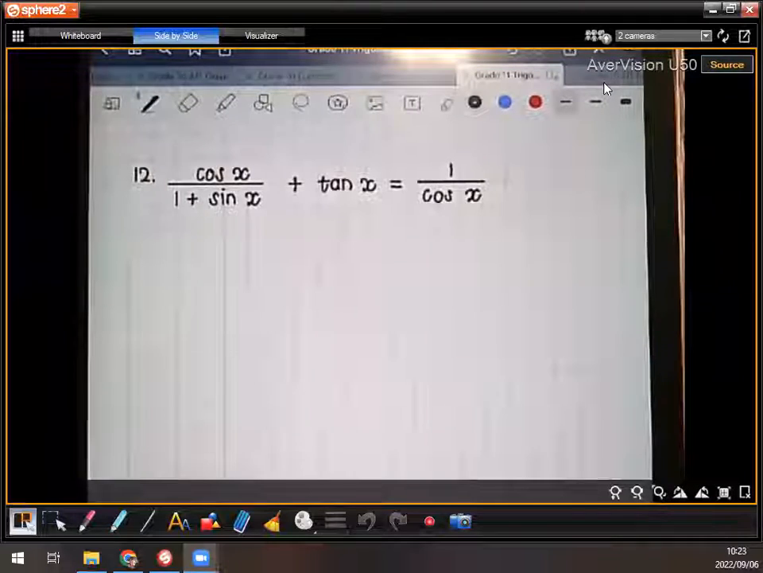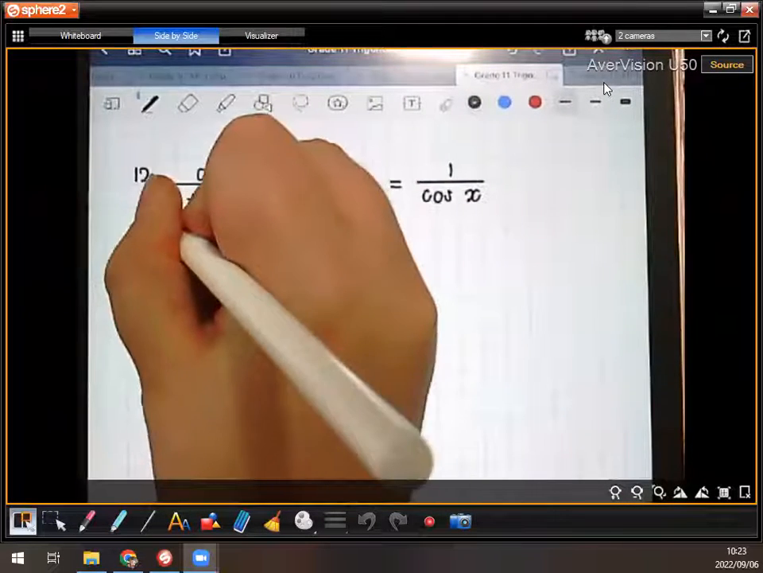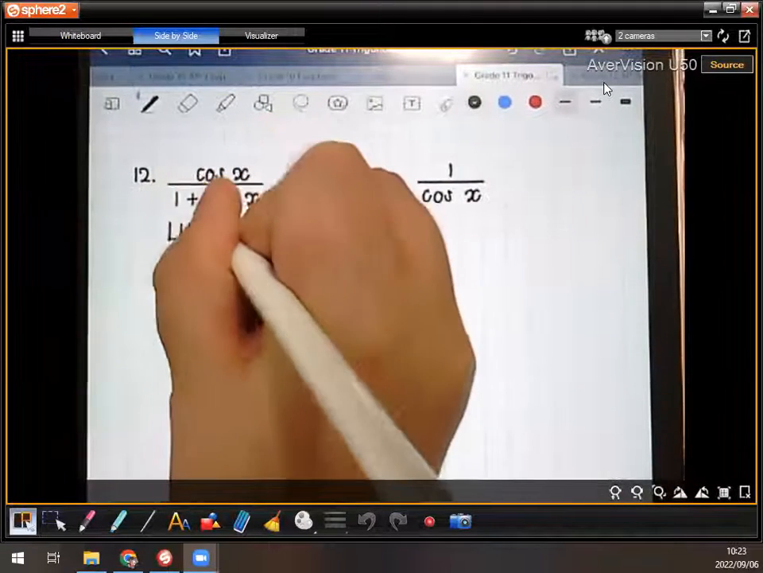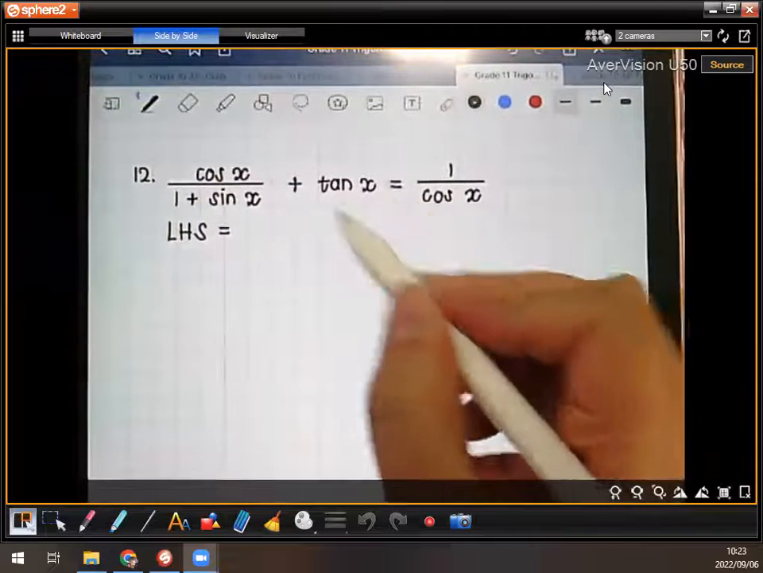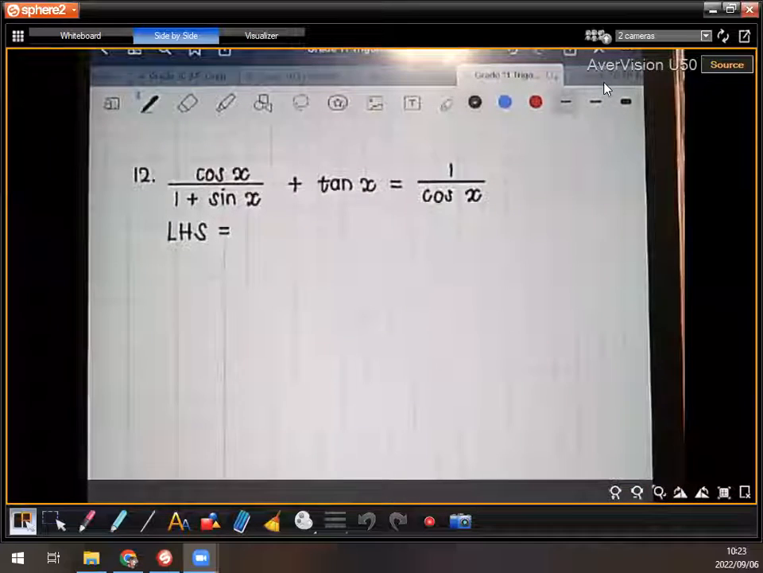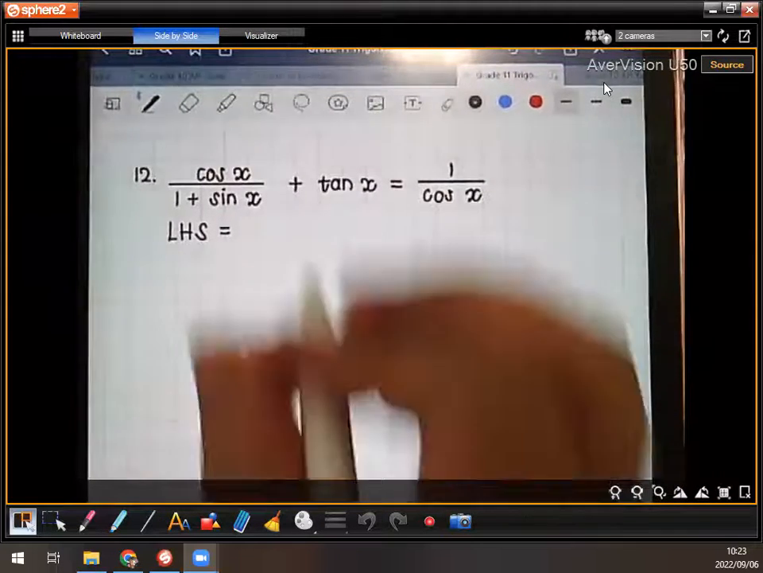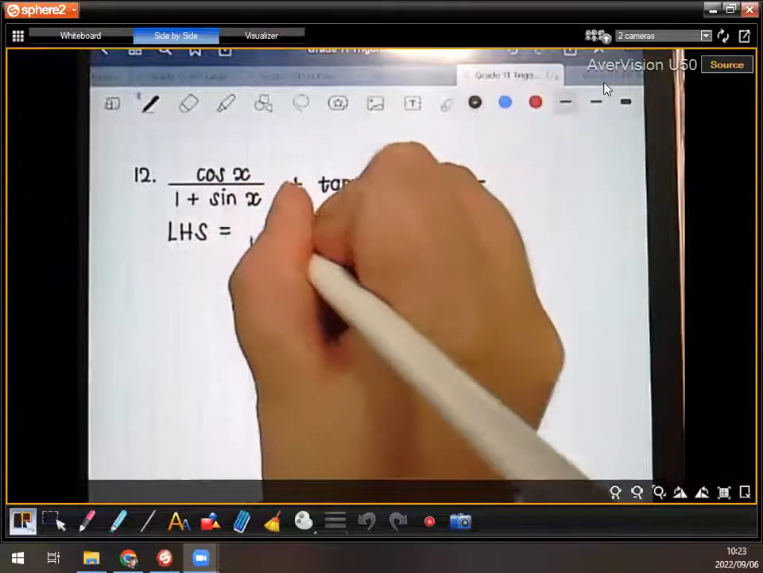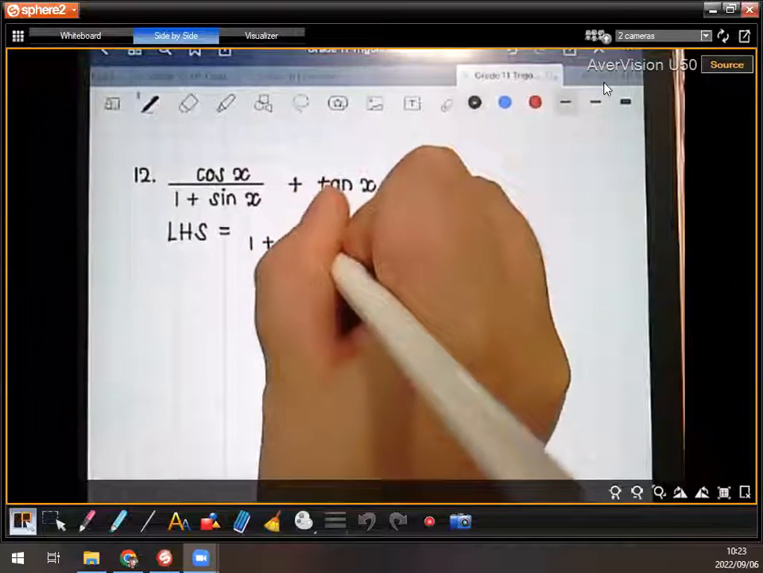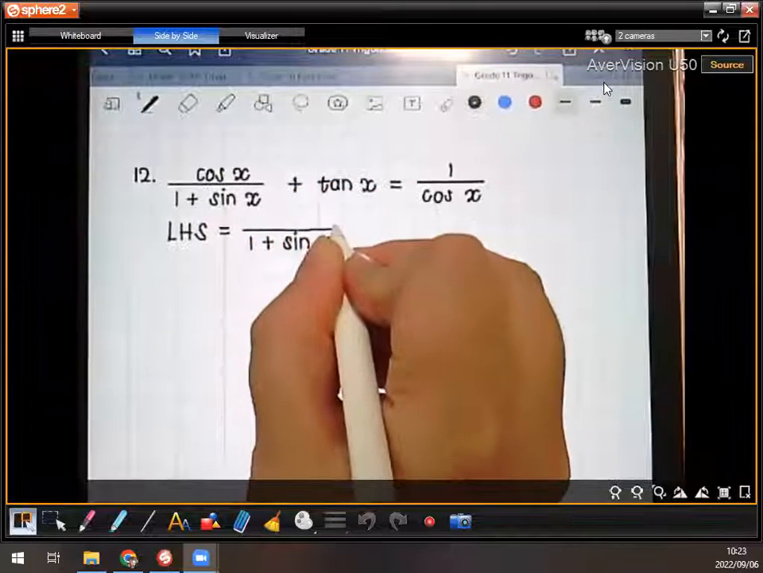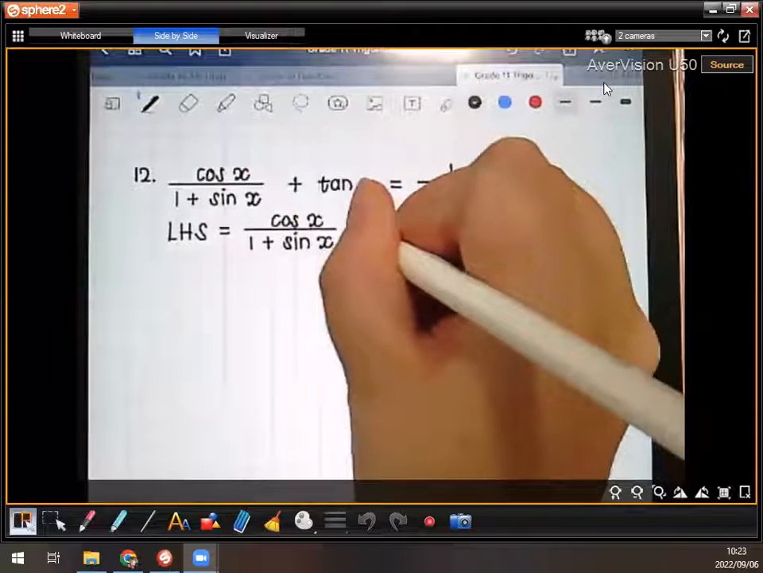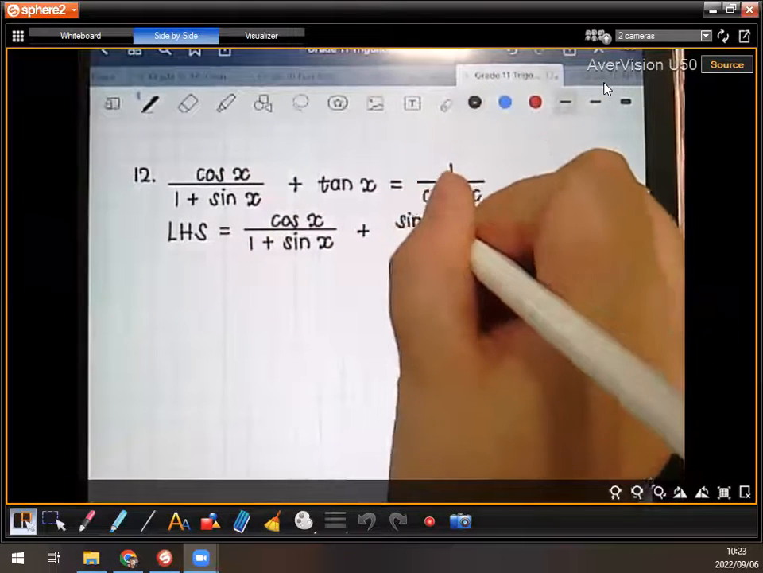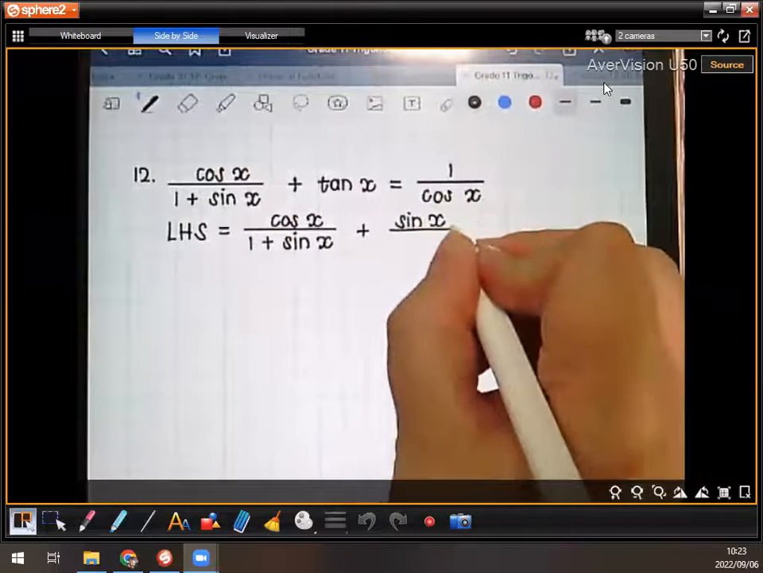So just looking at that left-hand side there, what do we think? What can I do there? Yeah, I can change tan to sine over cos. There you already have one off, even though you don't actually know what you're doing, okay? So we don't know yet. We are going to find out. Okay, so the first fraction I'm going to leave as it is. So cos x over 1 plus sine x plus sine x over cos x.